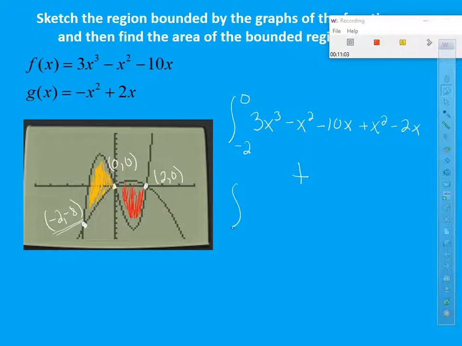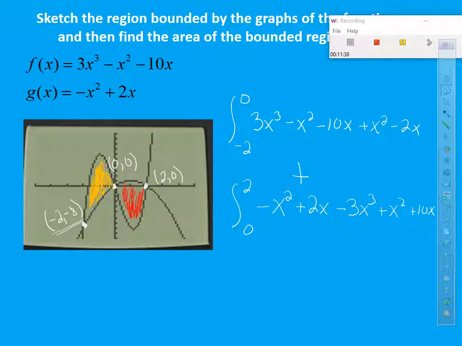Now let's go get this one. Well, its boundary is going to be 0 to 2. Now, peek at this though. Notice that your upper bound is the parabola this time. So I got the opposite of x squared plus 2x minus the lower bound. So I've got minus 3x cubed plus x squared plus 10x.